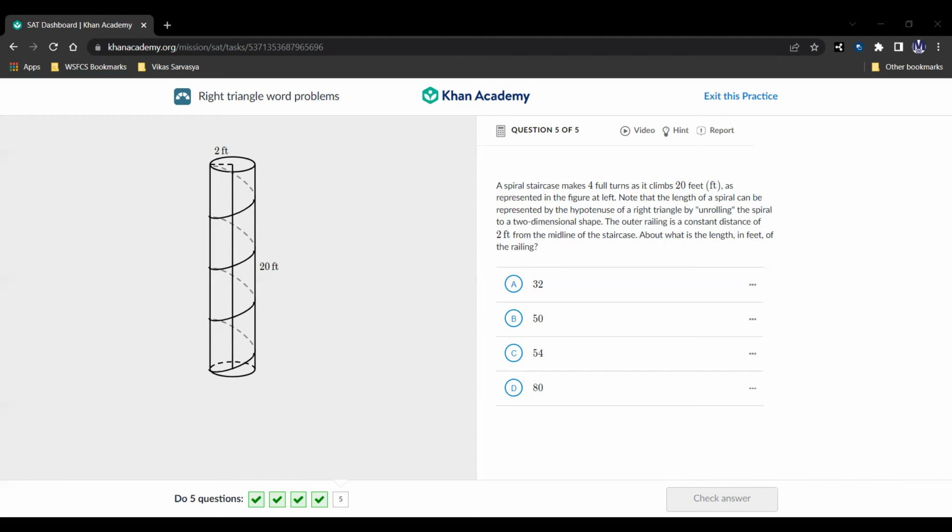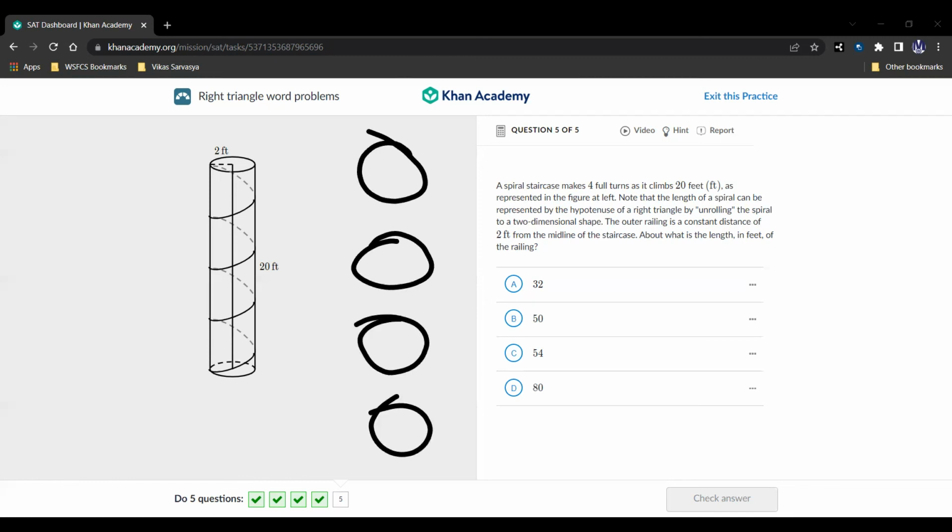All right, so let's think again about what we can do. The outer railing is a constant distance of 2 from the midline of the staircase, and it makes 4 full turns. Well, let's think about what that means. 4 full turns, that's 4 circles. It's really just making a circle, circle, circle, circle. Each of those circles is going to have a radius of 2. So the circumference of each circle is going to be 4 pi. So the total is going to be 16 pi, which is around 50.3.